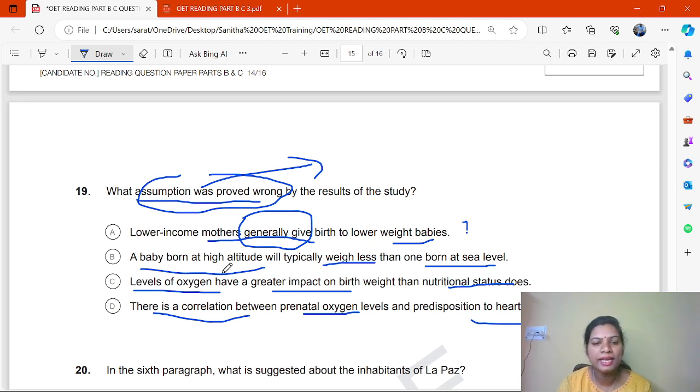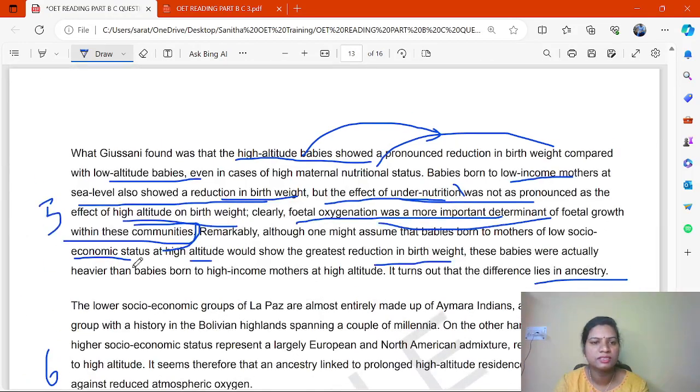A baby born at high altitude will typically weigh less than one born at sea level. Okay, babies born at high altitude are low birth weight. Yes, high altitude babies showed a pronounced reduction in birth weight compared to low altitude babies, even in case of high maternal nutrition status. Even with high maternal nutrition status, high altitude babies will be low birth weight babies.